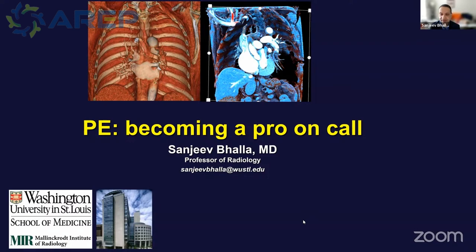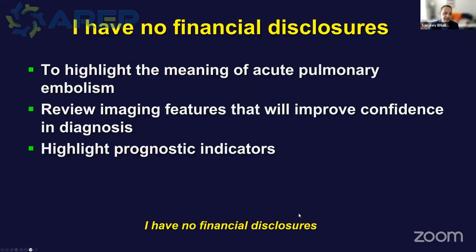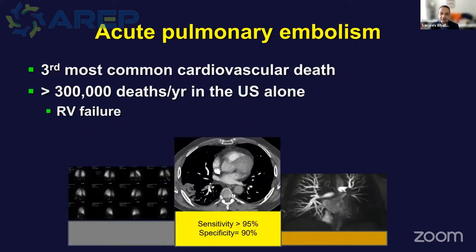So let's get started on talking about imaging of pulmonary embolism. Today, I wanted to just highlight what is meant by acute pulmonary embolism to improve your confidence. And I will say that I have no financial disclosures. So acute PE represents the third most common cause of cardiovascular death in the United States today. Number one is myocardial infarction, number two is stroke, and number three is PE.